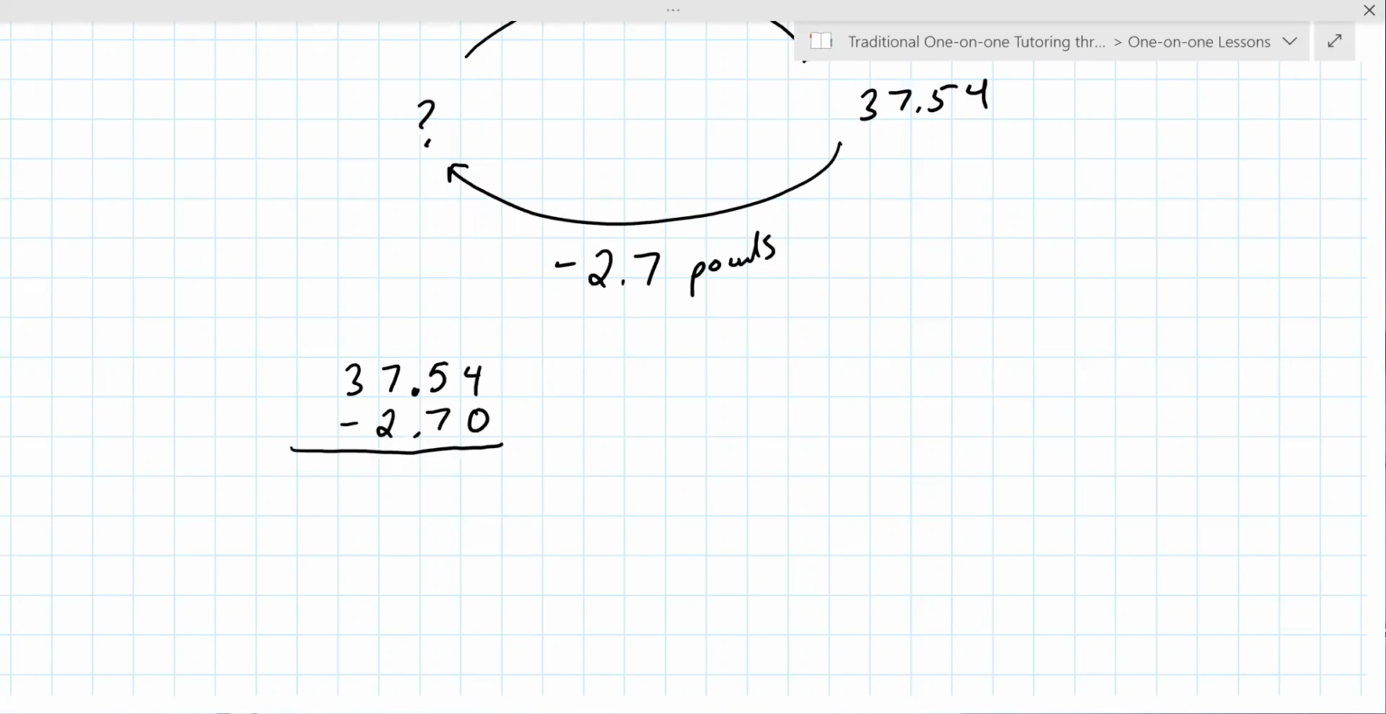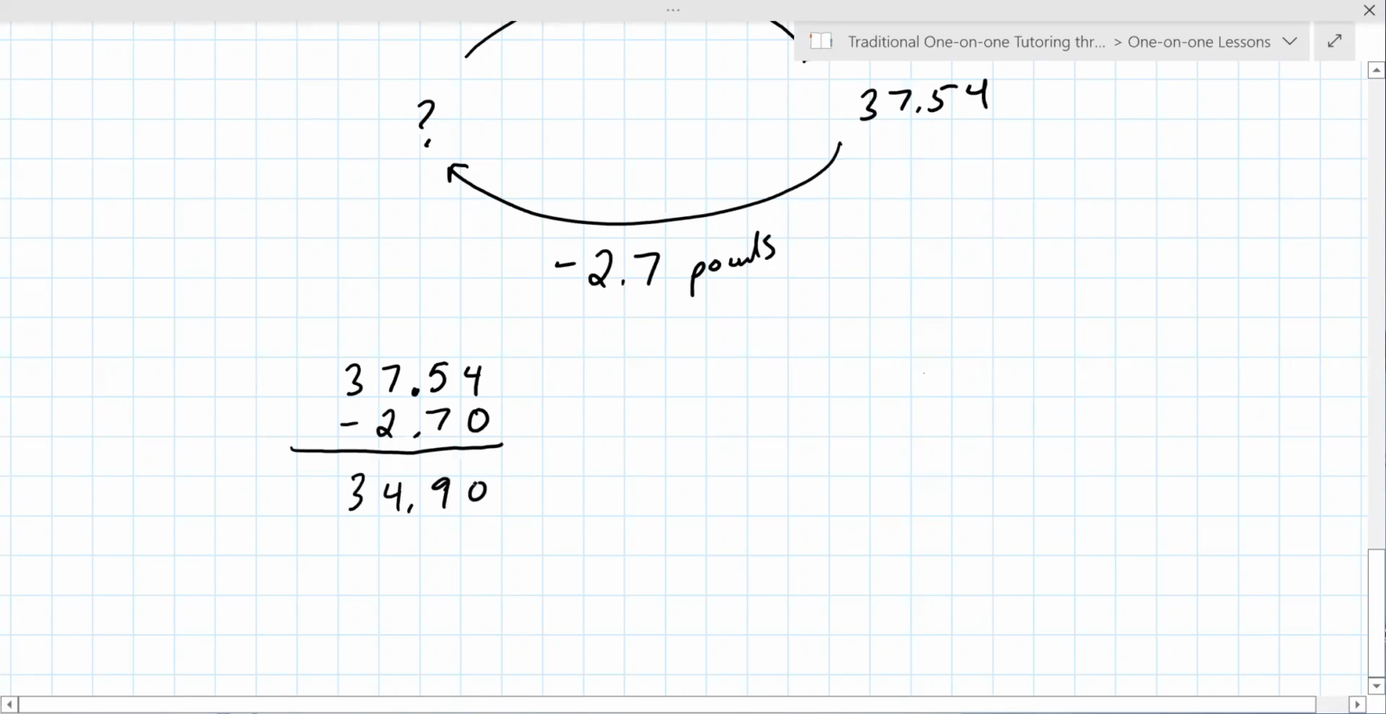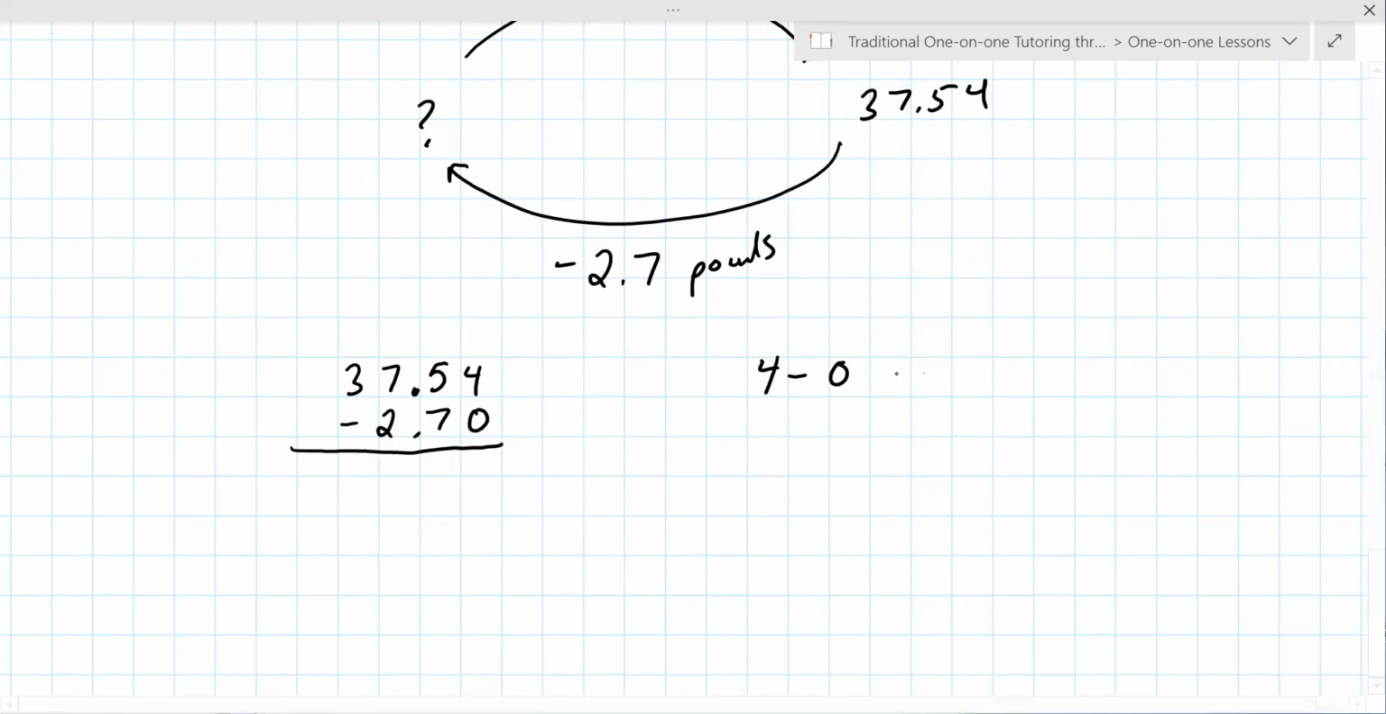Okay, got it. What is your final answer? 34.90. Like this? Yeah. Okay, so 4 minus 0, though, that is 0. Let me write it out horizontally. 4 minus 0, 4 take away 0. So you have 4 things, but none of them are taken away from you. So you still have 4 things left over. Oh, okay.